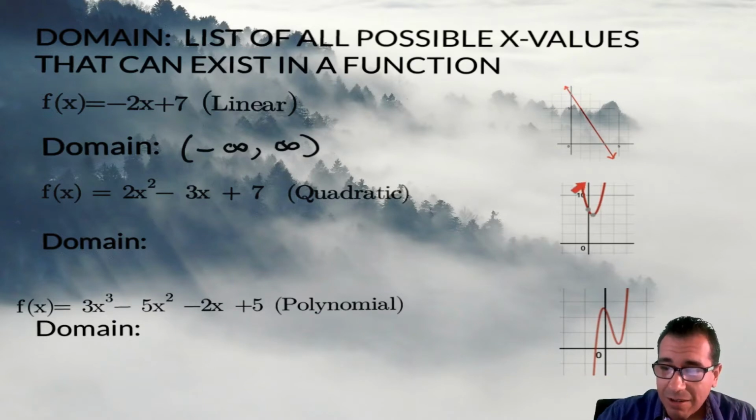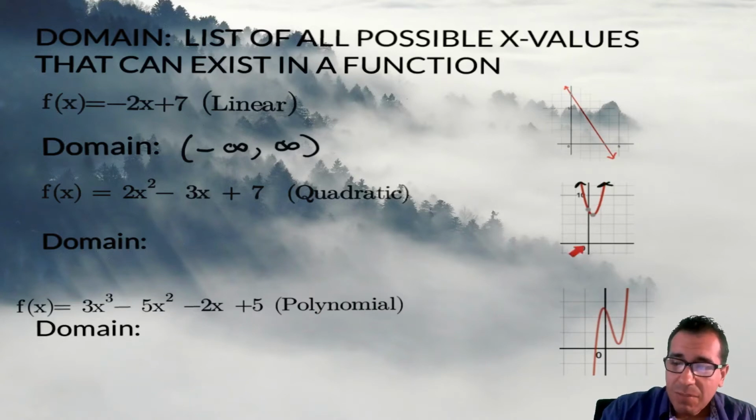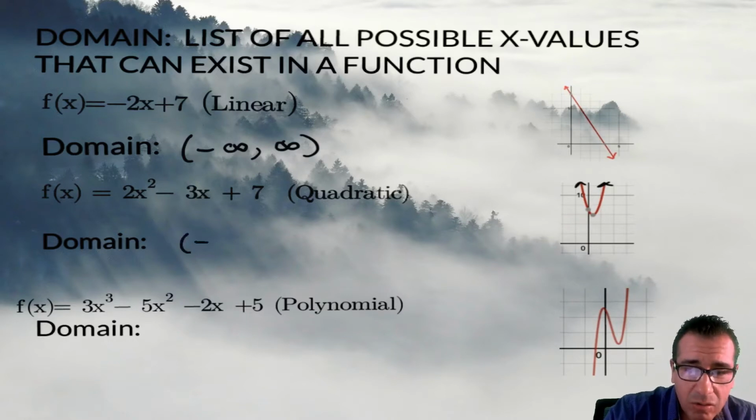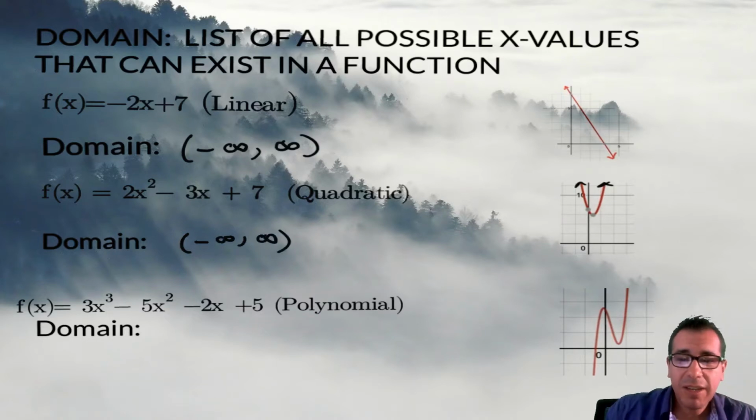And what I did here, and I should have some arrows here because this function is going to go on forever, is you give me any x value and I'll be able to tell you a height. So the domain for this quadratic is also all real numbers. We don't have any domain issues. So we go from negative infinity to positive infinity.